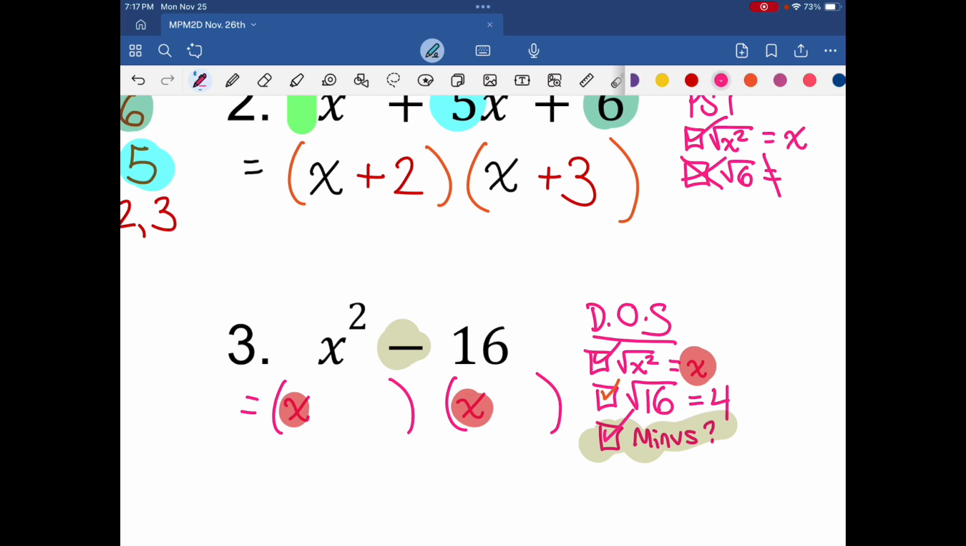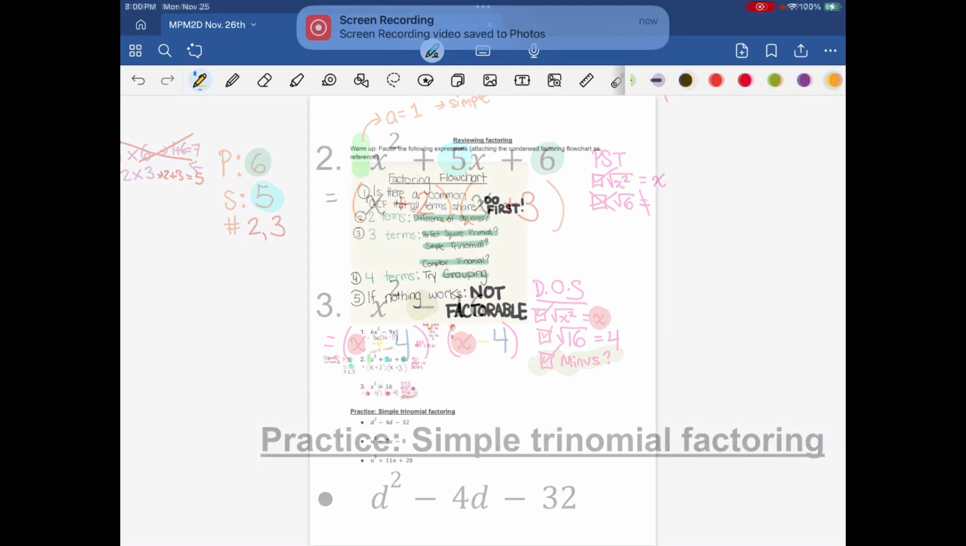And then the square root of our second term was 4. So 4 goes in one bracket, 4 goes in the second one. And for a difference of squares, one bracket will have a plus, one bracket will have a minus. And guess what? We're done.